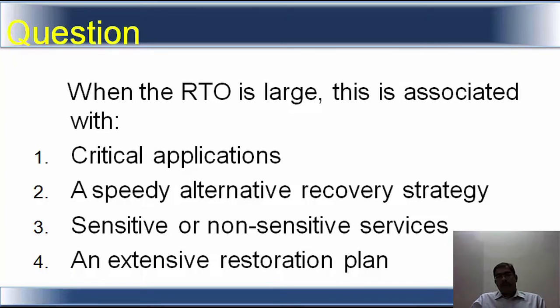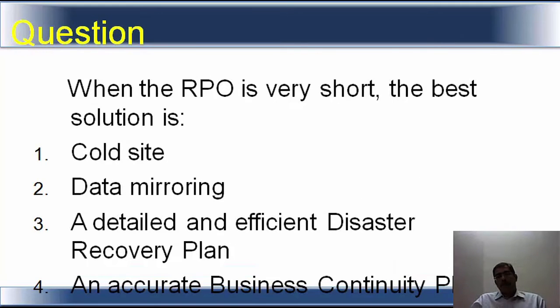The next question is, when the RTO is large, this is associated with 1. Critical applications, 2. Speedy alternate recovery strategy, 3. Sensitive or non-sensitive services, and 4. Extensive restoration plan. The answer for this is 3 because large RTOs mean the application can run manually with little problem for an extended period of time. This is associated with the services classified as sensitive or non-sensitive.